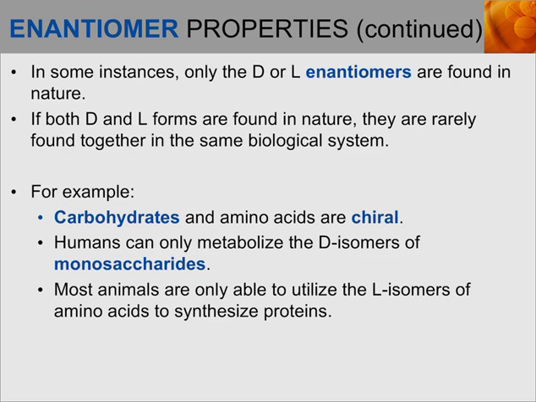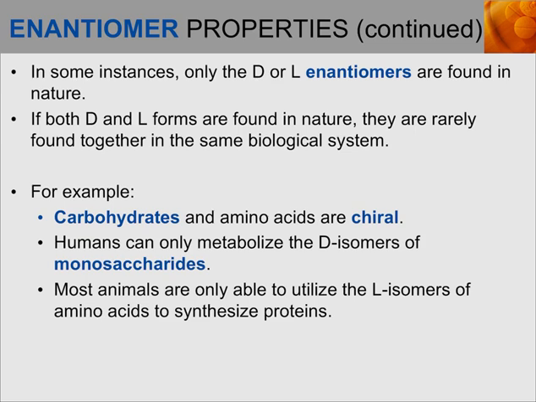So why do we care? Why is this important? Well, in some instances, only the D or L enantiomers are found in nature. If both forms are found in nature, they're rarely found together in the same biological system. As an example, carbohydrates we just saw are chiral, but also amino acids are chiral, and those are really important for creating proteins in biological systems.